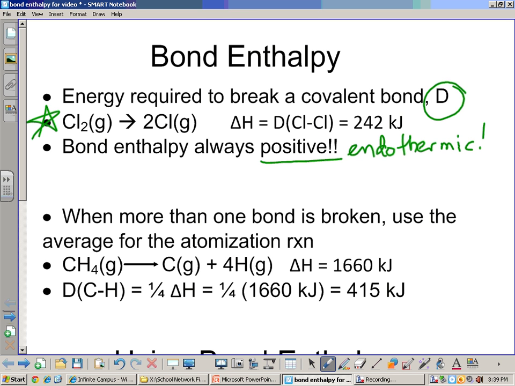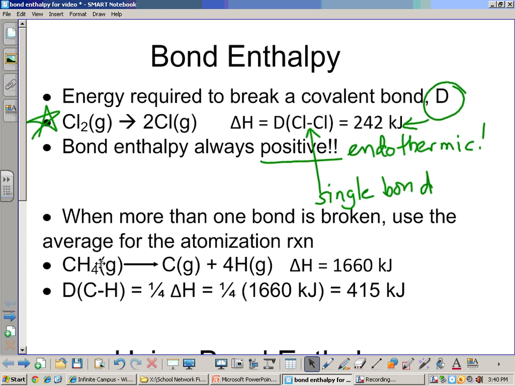An example of bond enthalpy is this reaction that's shown right here. Cl2 gas goes to 2 Cl, meaning you are breaking the bond between the 2 chlorine atoms, and now you're completely separating the chlorine atoms from one another. And the delta H, this is an enthalpy, sometimes it's shown as D Cl-Cl, 242 kilojoules. I will note that this dash right here is meant to represent the single bond between the chlorine atoms. So this is saying that in order to break the single bond between the 2 chlorine atoms in Cl2, you will need to put in 242 kilojoules of energy.